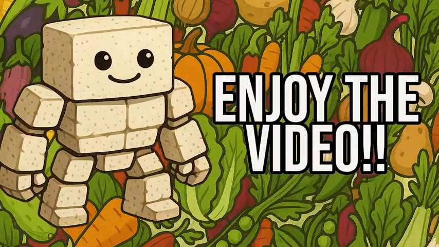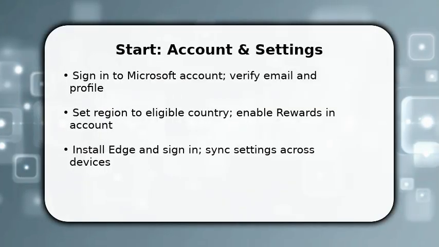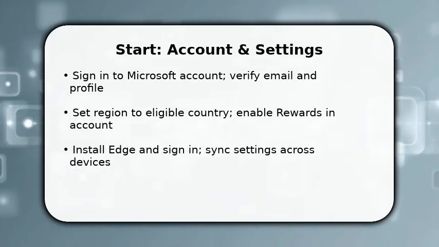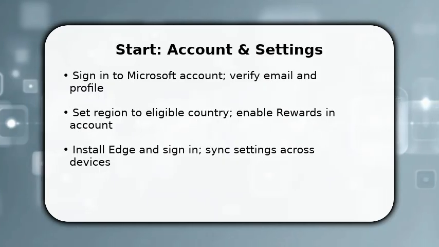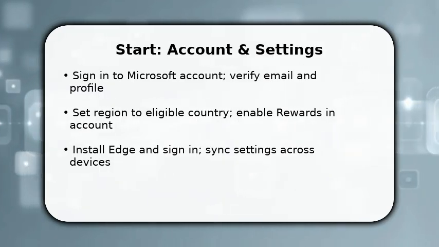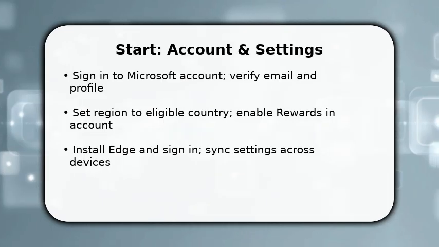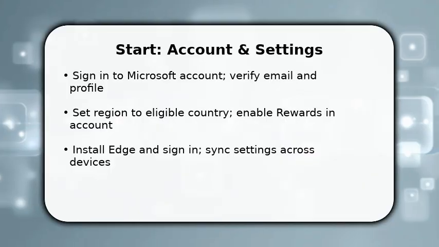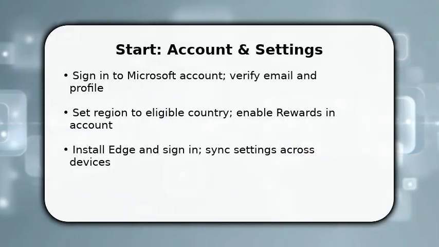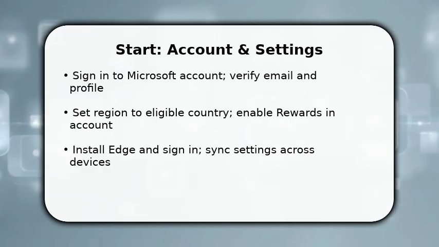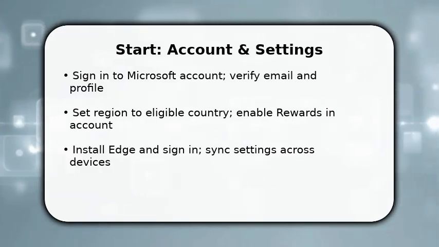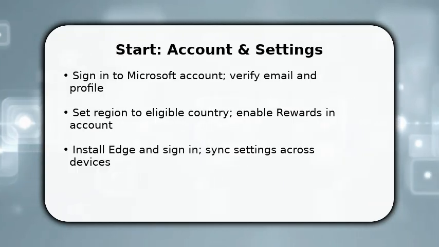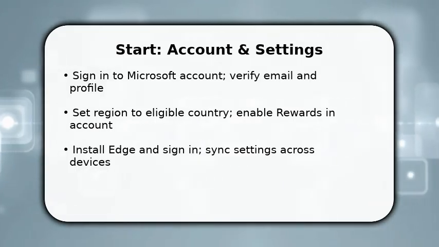Please enjoy the video. You begin by confirming essentials so you can access more quests immediately. Sign into your Microsoft account and verify your email. Once done, make sure your rewards profile is active and set to an eligible region. Install Microsoft Edge and sign in to sync across devices because many new quests appear only in Edge. Also check privacy and ad settings to allow personalized offers. This increases the relevance and frequency of quest assignments.